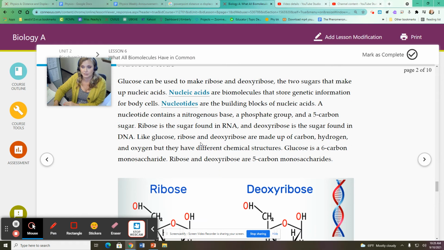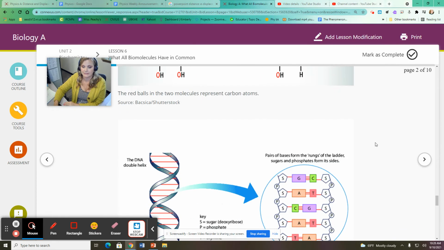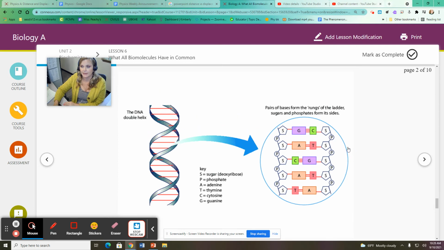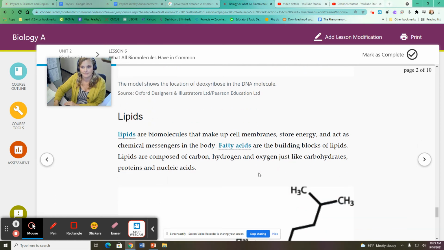A nucleotide contains a nitrogenous base, a phosphate group, and a 5-carbon sugar. Ribose is the sugar found in RNA, and deoxyribose is the sugar found in DNA. And so we talked about those. And so here are our nucleotides. I was a little simplified earlier. The nucleotide contains not just the nitrogenous base, which we see here, but also the sugar phosphate group here. And they are linked together to form this chain.